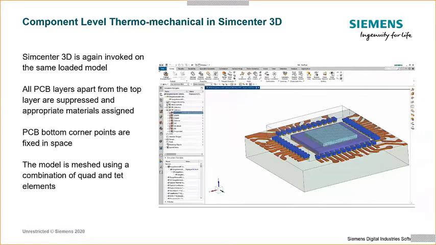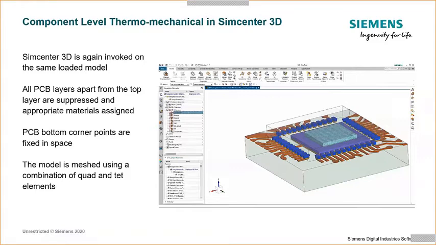Other settings to define the mechanical structural model are set, including fixing this PCB portion at the bottom 4 corner points, and then appropriate structural materials are attached in terms of the solder and the copper, etc. And then the model is meshed using a combination of quad and tet elements.